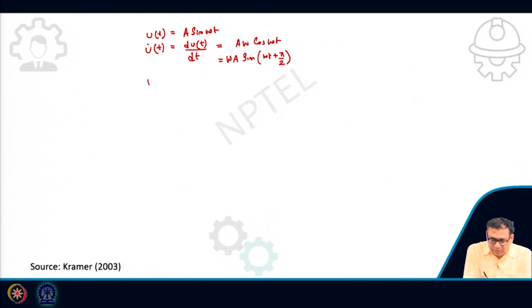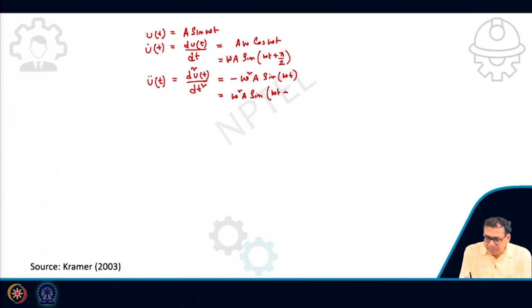Now, if I further differentiate it, I will get the acceleration u double dot of t, that is basically d2u(t) by dt square. So, this will be equal to minus omega square A sin omega t. Now, that I can express as omega square A sin of omega t plus pi. Okay. So, now let me represent them.